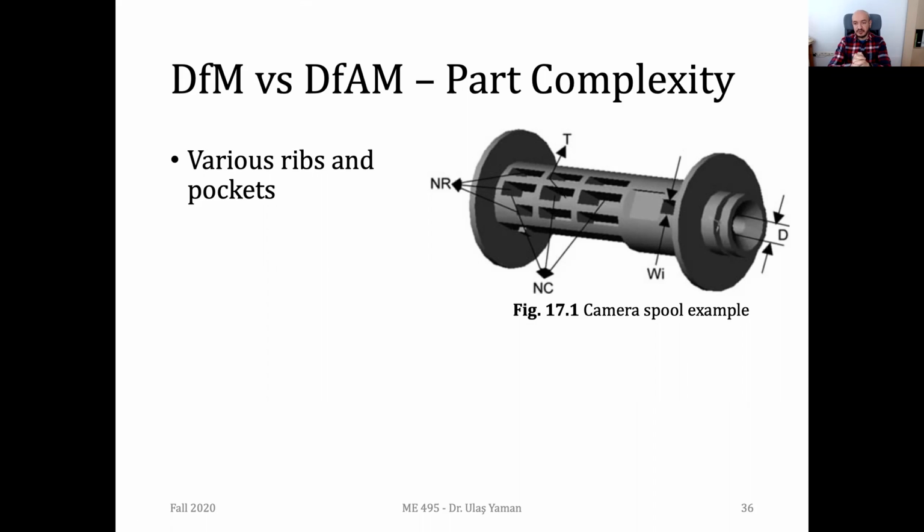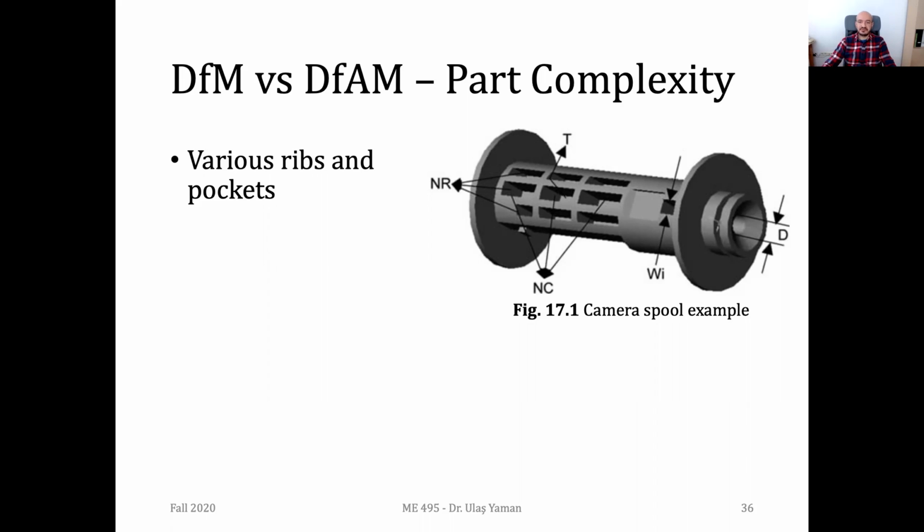This camera spool, as you see, has a somewhat complicated shape. We have some ribs and some pockets. As you see, it's quite difficult to do on a CNC machine, right? Can we do it? What do you think? Is it possible to do it on a turning machine or a CNC milling machine? Can we have it on, let's say, a 5-axis machine? We would need to combine both methods. Yes, with a single manufacturing method it is quite impossible.